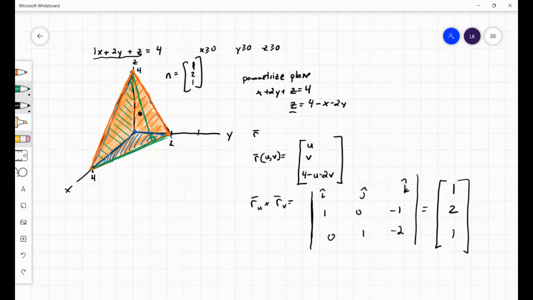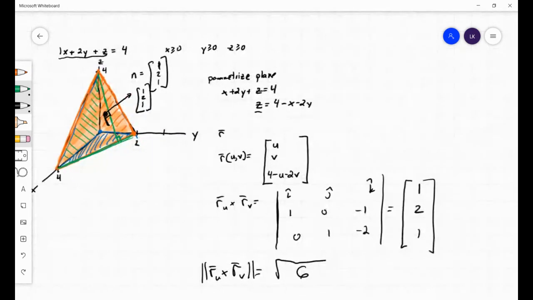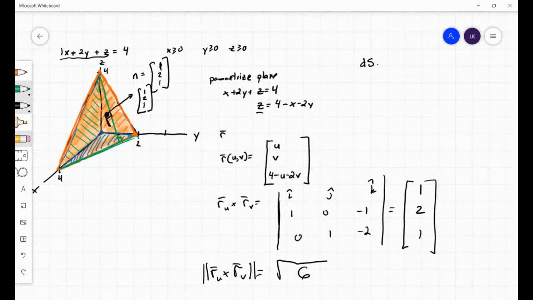So if you take any point on that plane and attach a vector 1, 2, 1 to it, that would be a vector that's perpendicular to the plane. And then the magnitude of that is just square root of 6. So what that's telling us is that the differential area element on that front-facing triangle is square root of 6, the magnitude of the cross product, times du dv.